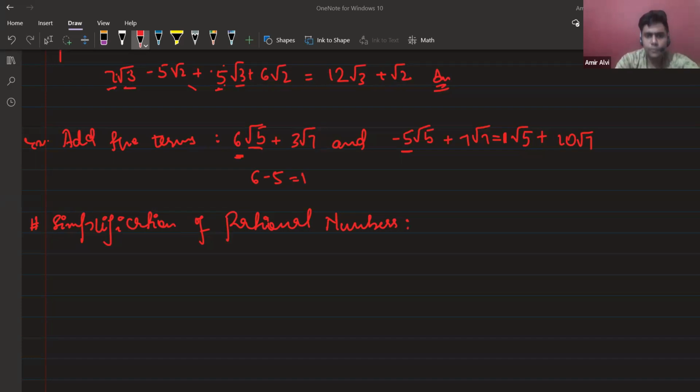Only one topic is left. We'll try to finish this chapter as soon as possible. Only operations on real numbers is left, basically.